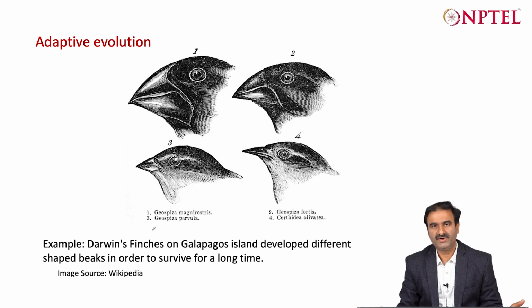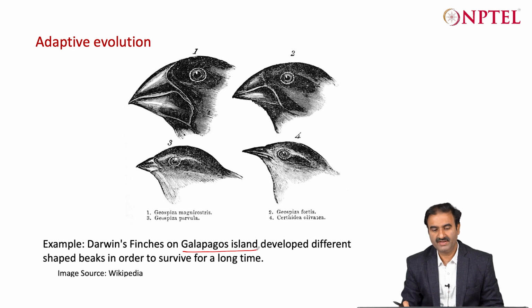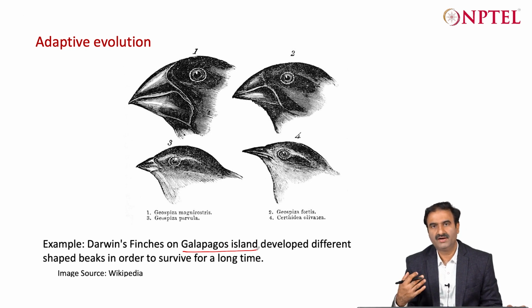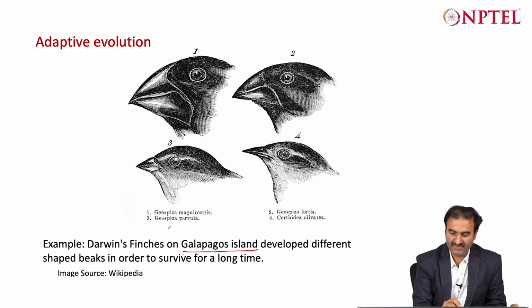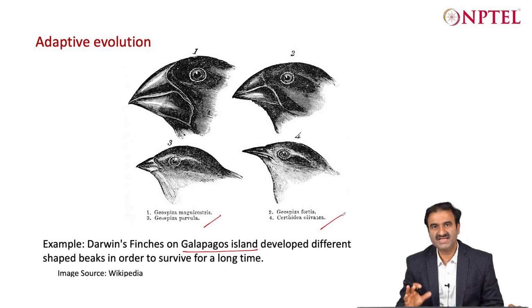Another example that Darwin also quoted is the case of finches, called Darwin's finches, in the Galapagos islands that he visited. You can see that the finches have changed the shape of their beaks over a period of time to adapt to the environment. They diversified into 4 different species, and the change in beak structure is one of the observable phenotypes. So this is how they evolved.